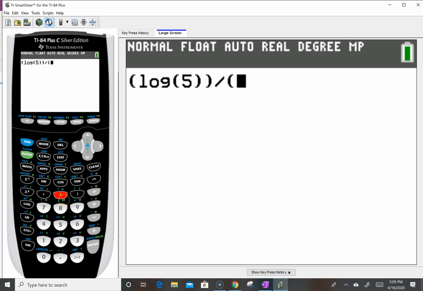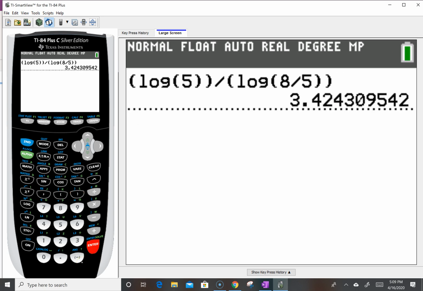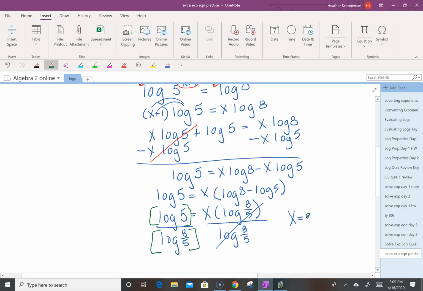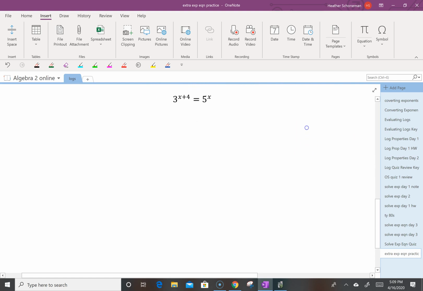Divided by new parentheses, because now I want all of this to be in the bottom. On the bottom, I want the log of 8 fifths. Now, 8 fifths goes in one parentheses because I want to take the log of whatever that is as a decimal. Okay, so this first parentheses, close the parentheses on the log. This next parentheses, close the parentheses on the bottom. And we hit enter, and we get to the nearest thousandth, 3.424. And there's our answer.